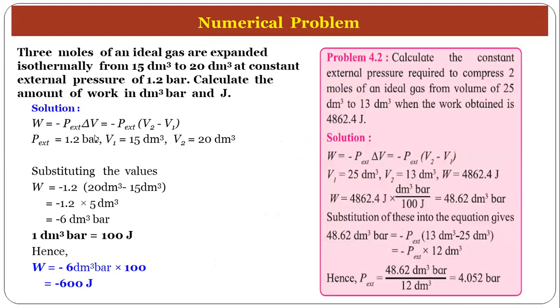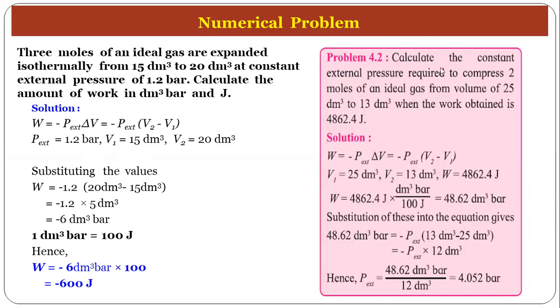Means we are going to put the values only. So you must know the formula. This is the formula, and we have to put the values here. Only this conversion is very important: dm cube bar and joule conversion. Again, one example is given in your textbook also.